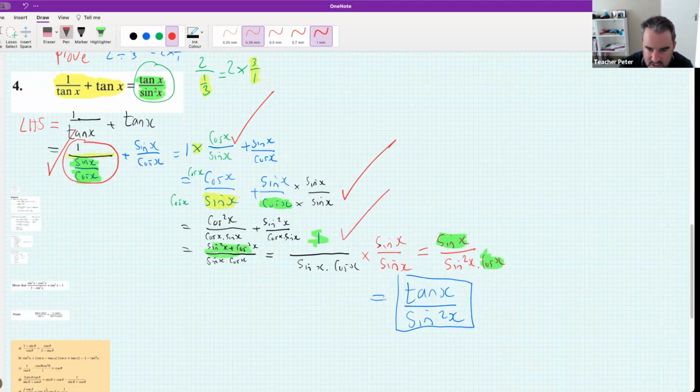And then the last step was multiplying by the sine x on the top and on the bottom in order to get it into the format that I wanted, and then recognizing this. So honestly, this was about an 8 or 9 mark question. But yeah, I hope I haven't frightened you to death.